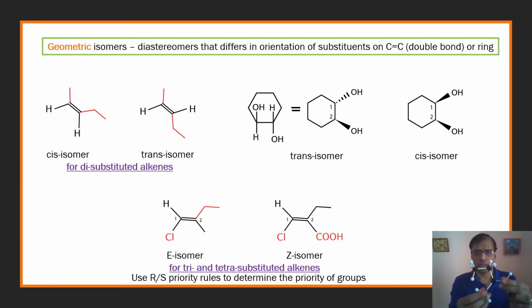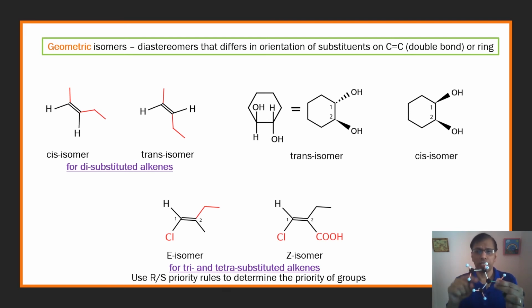In order to find out whether the ethyl or the methyl group has a higher priority, you look at the atom that is attached to the double bond. In this particular case, you have a carbon atom attached to the double bond in each group.